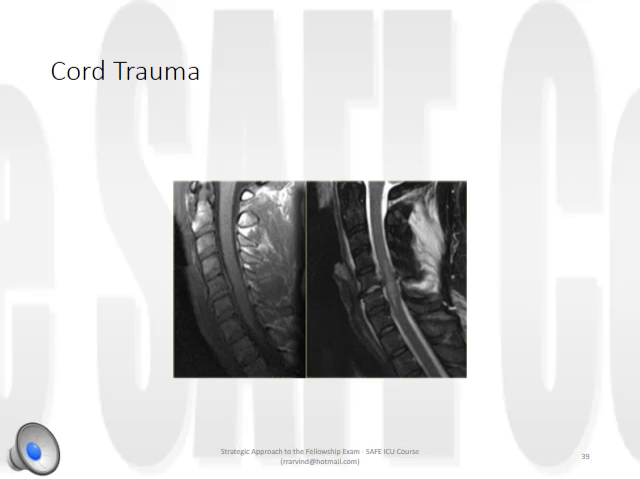You can see that there is edema of the discs at these levels. There's a break in the posterior longitudinal ligament, and on the T2 scan you can see that there is a cord injury there at the C5, C6 level.